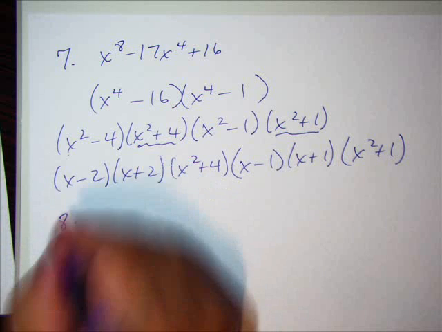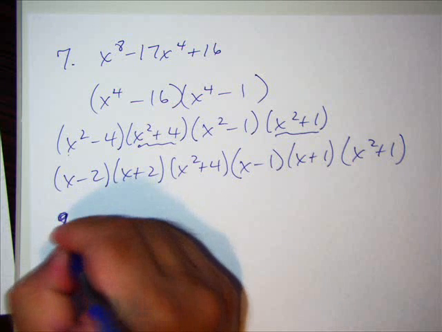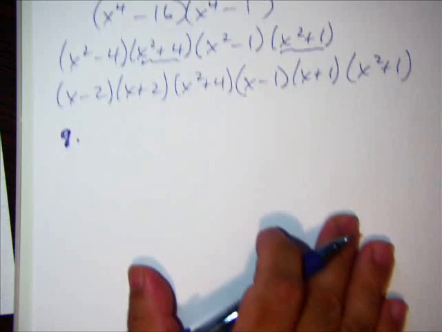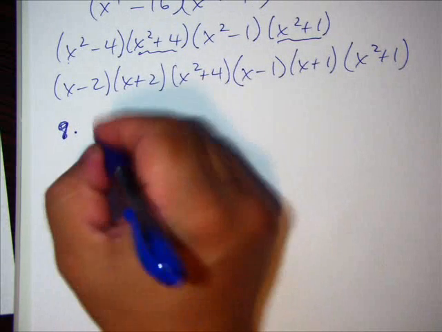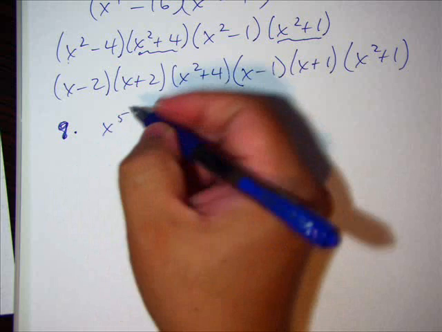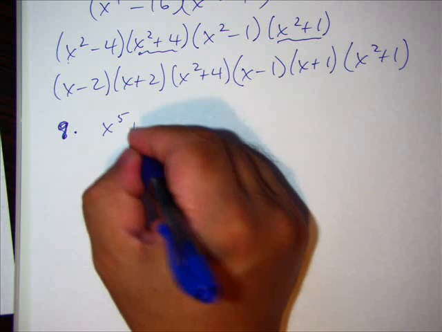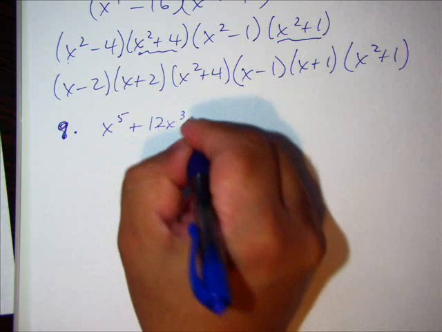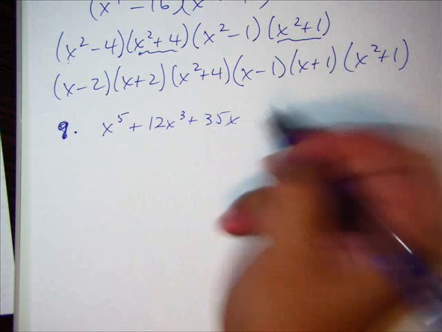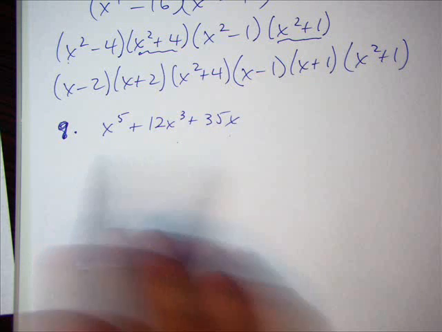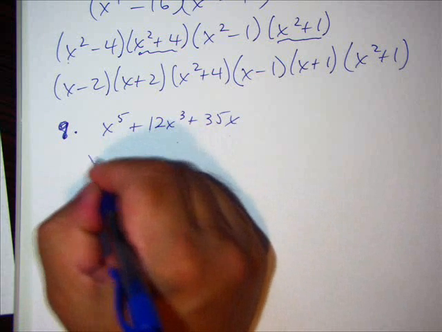Number 8. I can't count in odd numbers. Okay, 9. Doing 9. X to the 5th plus 12x cubed plus 35x. Common factor. There's a common factor of x. Take that out.